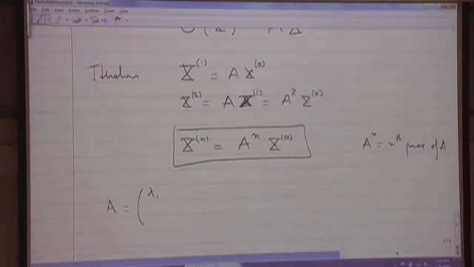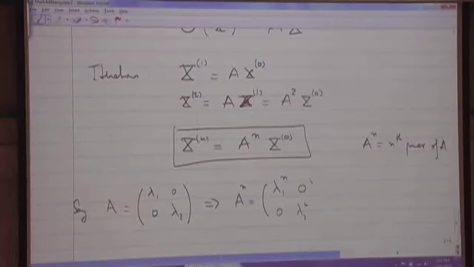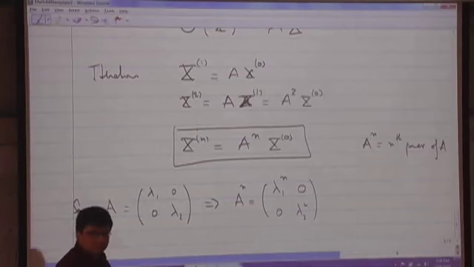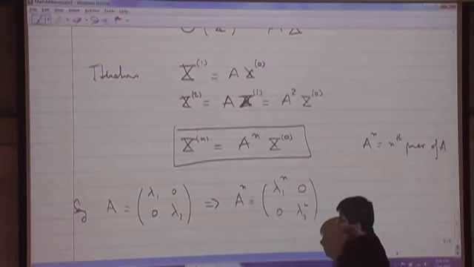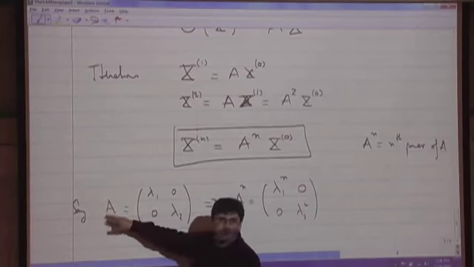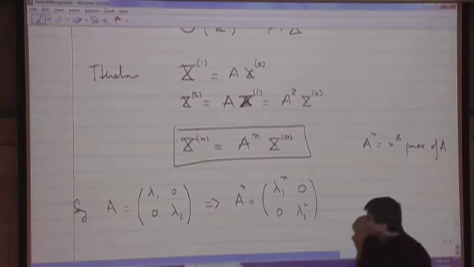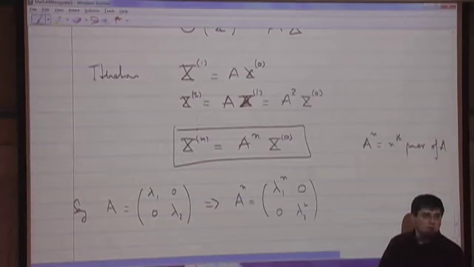Now imagine, of course this is not always the case, but imagine A is a diagonal matrix. Then how do you raise a diagonal matrix to multiply with itself n times? It's the same as raising the diagonal entries to the power n. These are the eigenvalues of this matrix, so it's like raising the eigenvalues of this matrix to the power n.